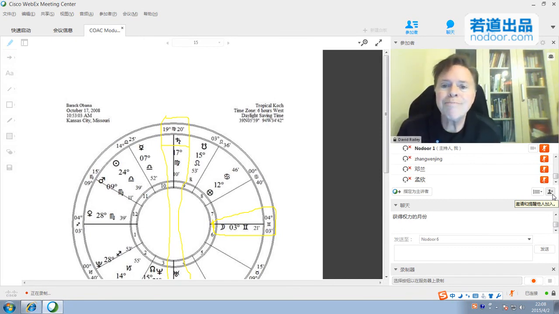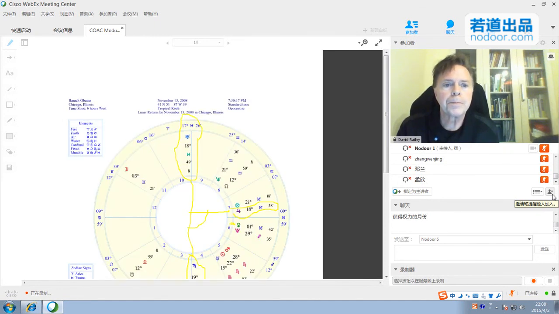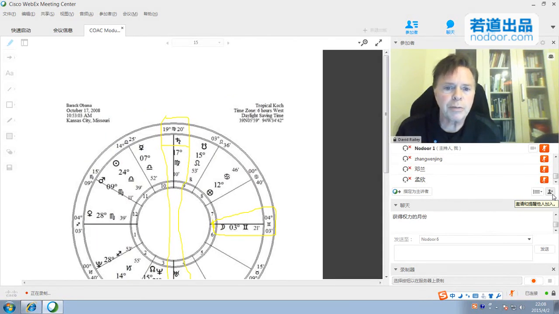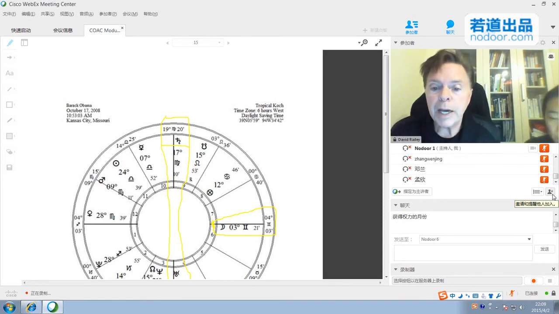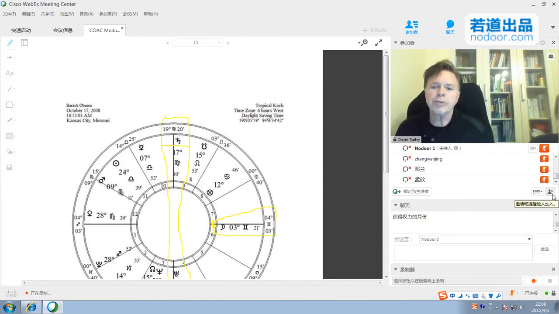I just thought it was amazing to compare these two lunar returns on either side of his election. It's just really amazing. Both of them pick up, and I just love the synchronicity of this. Both lunar return charts accurately describe the situation at the time.